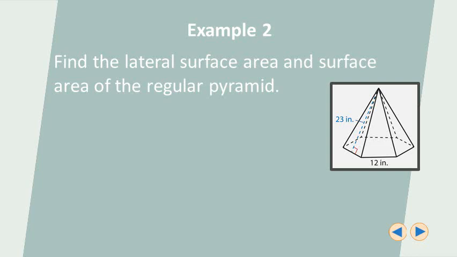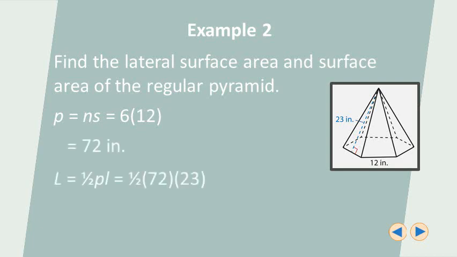If we apply our formula, go back and read that theorem a couple of times. The perimeter equals the number of sides times the length of each side. So that's 6 times 12, which gives us 72 inches for the perimeter. Our lateral surface area is 1/2 the perimeter times the slant height. We know that slant height is 23. So we do 1/2 of 72, which is 36, times 23, which gives us 828 inches. So that's just our L.